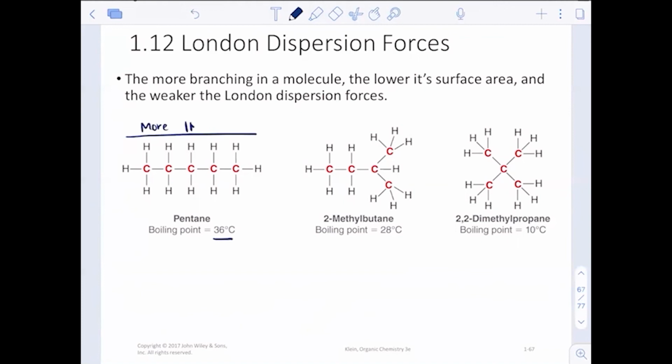And I'm just going to abbreviate that IMFs. These are London dispersion forces, simply because we're only dealing with hydrocarbons right now. But notice how our boiling point decreases with the less surface area. Less intermolecular forces. Not as many things holding those molecules together in the liquid phase.